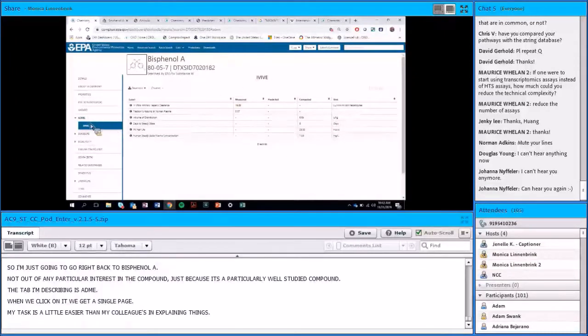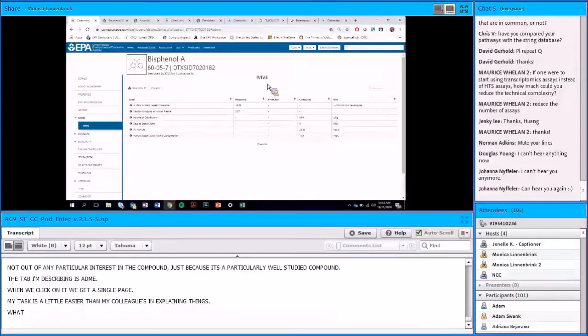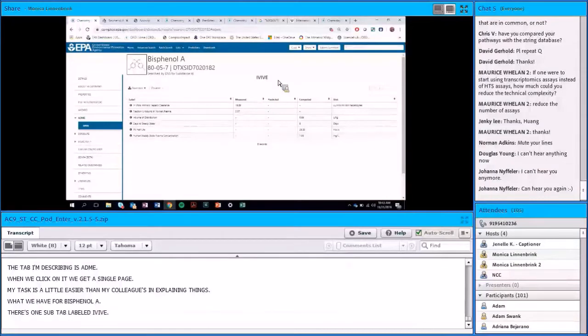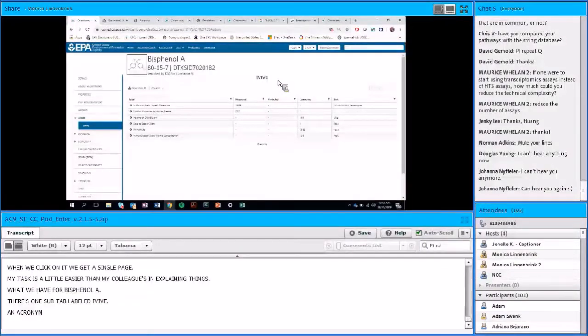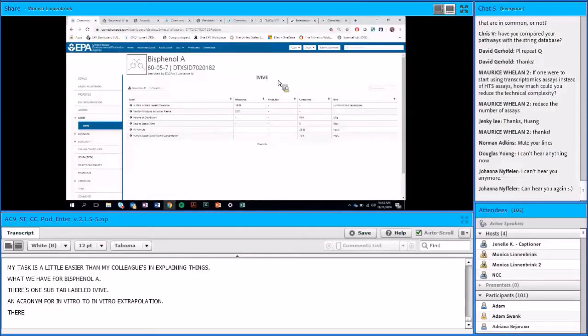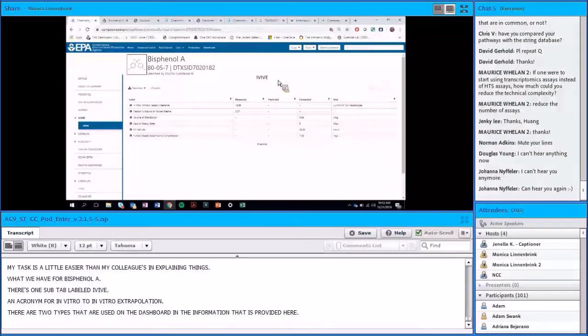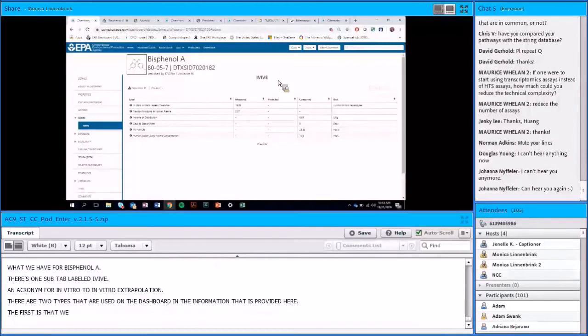So my task is a little bit easier than my colleagues here in explaining things. So what we have for bisphenol A, it's the ADME tab over here, and then there's one sub-tab labeled IVIVE. And so again, this is an acronym, and this is for in vitro to in vivo extrapolation. And there are actually two types of in vitro to in vivo extrapolation that are used on the dashboard in the information that's provided here.